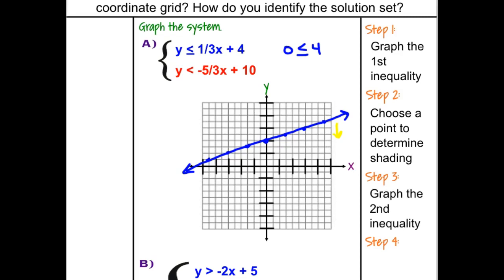It says graph the second inequality. I'm going to graph that in red. We've got negative 5/3 x plus 10. So I'm going to go up to 10, and then negative 5/3, so down 5, forward 3. Yep, I have a point of intersection, but that's not my solution. Down 5, forward 3. And I see that it is less than, so I'm going to use a dotted line.